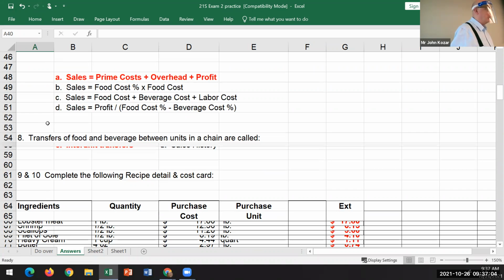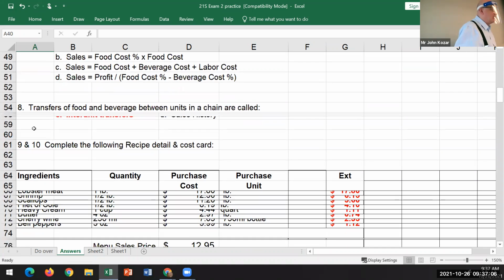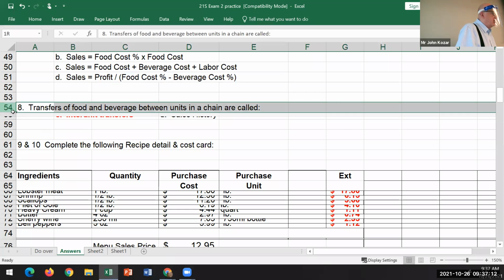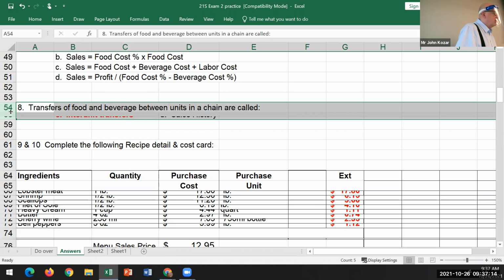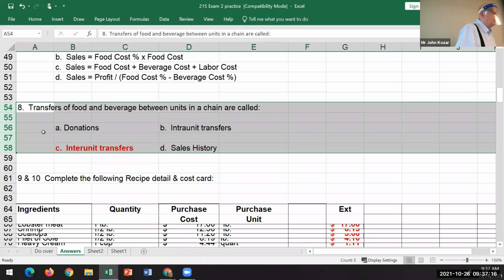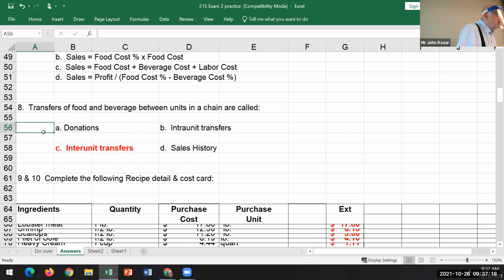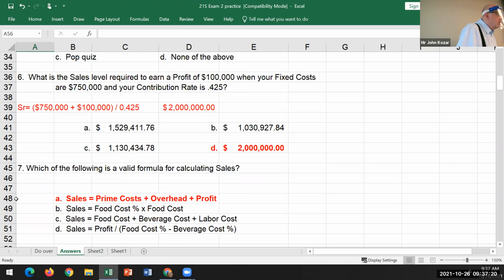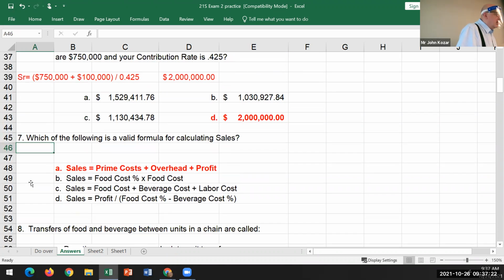Okay, so we're going to go to number 8. Transfers of food and beverages between units in a chain are called inter units. This one? Okay, so this one is not on your paper? Okay. This doesn't give you a whole lot to think about.